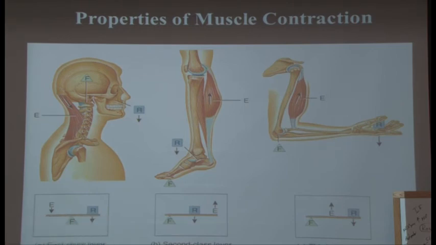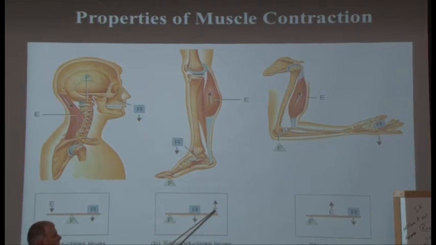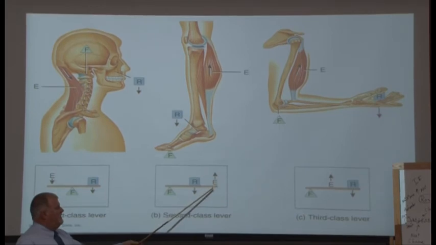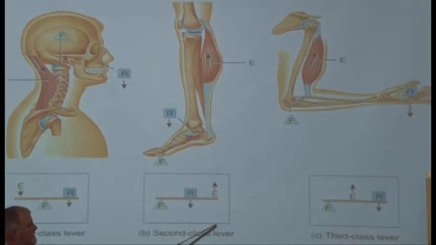So our class 2 lever, the fulcrum now is at one end. The resistance is at the other end. Excuse me, the resistance is in the middle, and the effort is at the other end. So has anybody ever seen a class 2 lever?